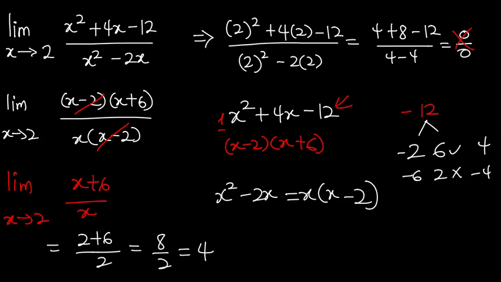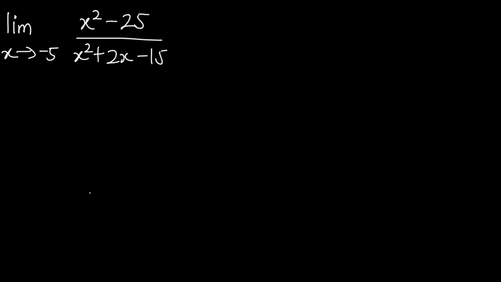Okay, so let's take one more example. Okay, so I have the second example here. Let's try our hands on this also. So we have to find the limit of x squared minus 25 divided by x squared plus 2x minus 15 as x approaches minus 5.